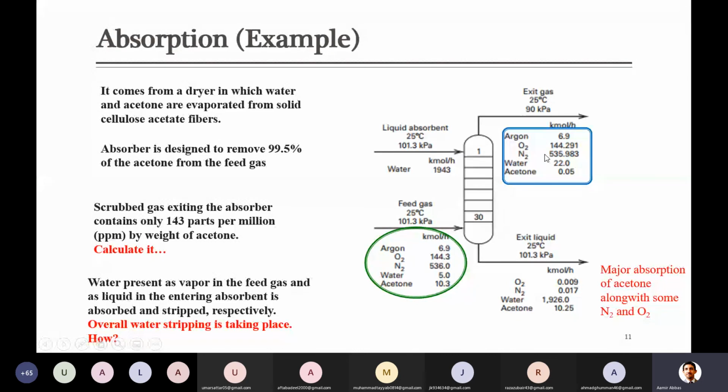So the reason is this: air can carry more water, and if water is in a lesser amount compared to the maximum which air can carry at the given temperature and pressure, then when water comes in contact with this, definitely it will carry water with it.